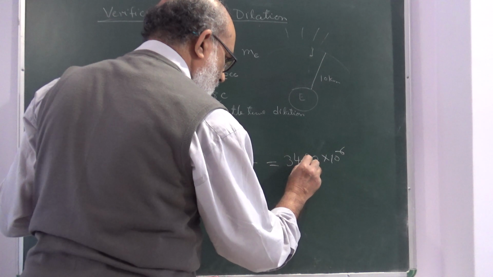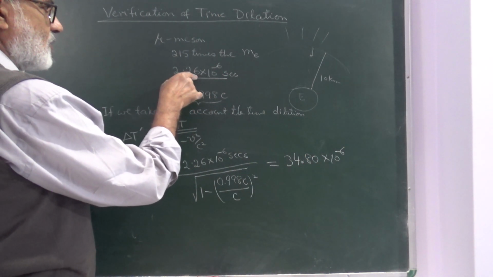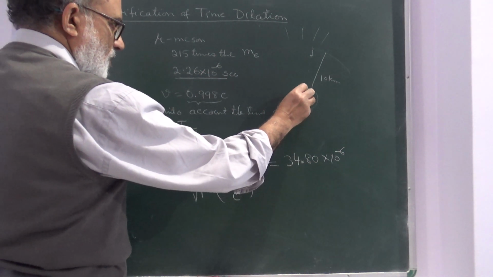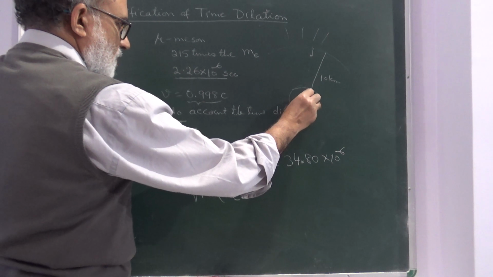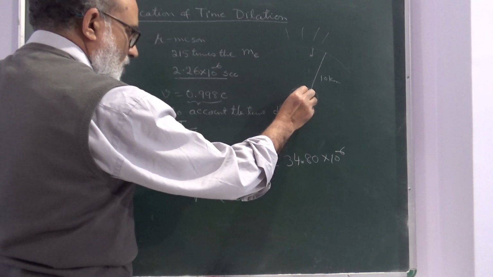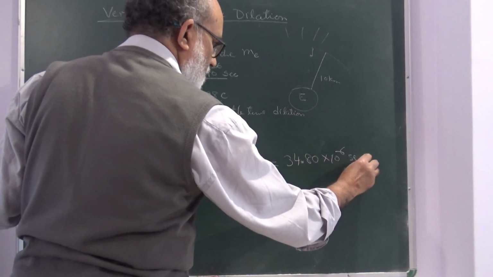So the time in its own frame was 2.26 times 10 to the minus 6 seconds. Relative to the observer in the rest frame, the Earth frame, it is 34.8 times 10 to the minus 6 seconds.